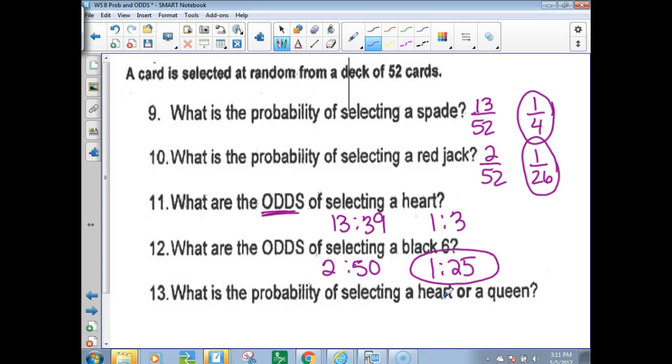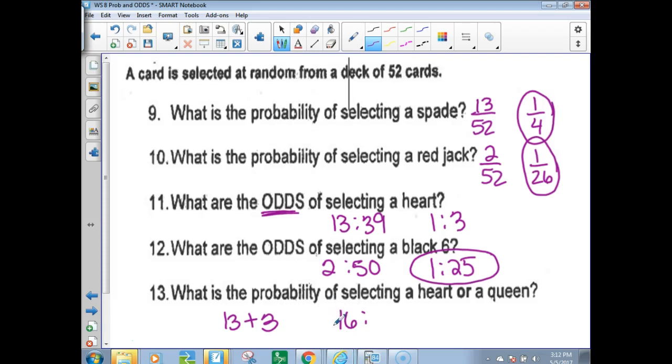What's the probability of selecting a heart or a queen? How many hearts are there? 13 hearts. How many other queens are there that you haven't chosen? If you take all the hearts, you've taken the heart queen out. So there's 13 hearts plus 3 more queens, a diamond and two black ones, a spade and a club. I've accounted for the overlap. So I've got 16 cards used up.